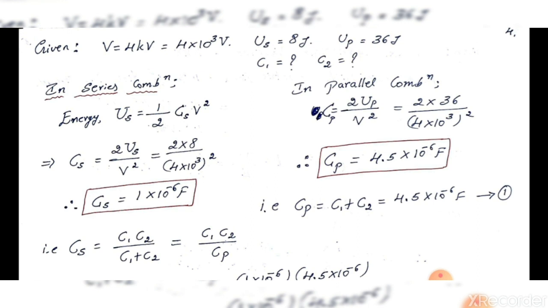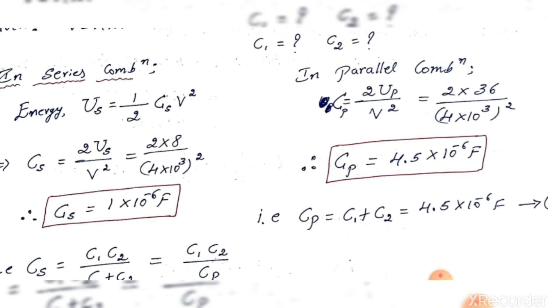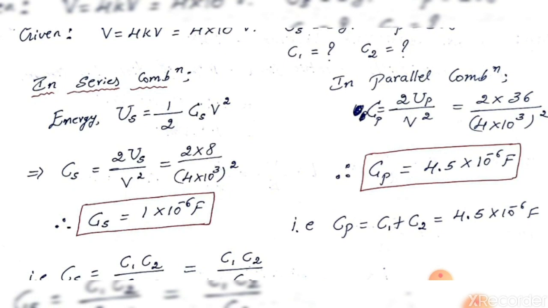Now first look at the series combination. What happens in series? The energy formula is CV square. Instead of C, I am taking CS. That CS denotes the effective capacitance value in series combination. First find out the CS. From the formula we can arrange it for CS as 2US by V square. 2 into US, the energy stored in series, that is 8. V is 4 kilovolt. Substituted, you get the CS value.